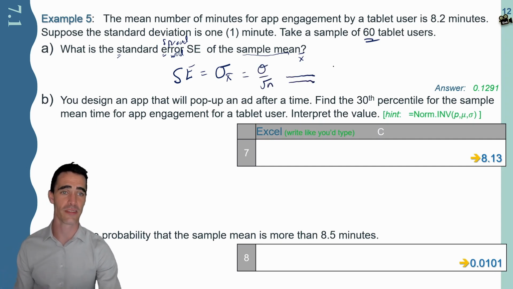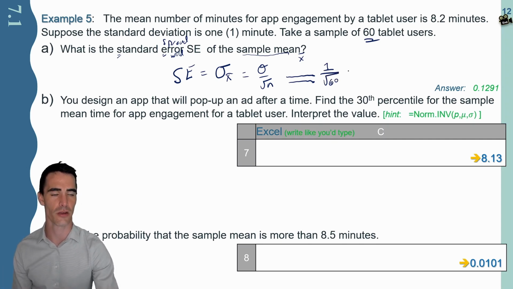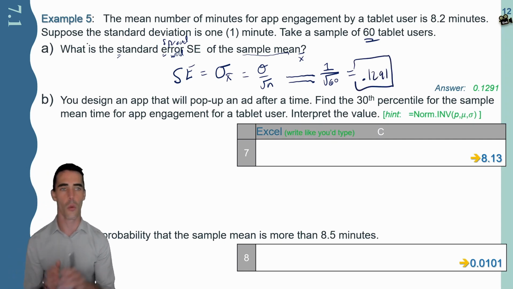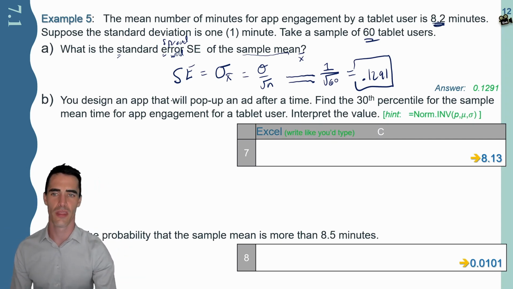We can look up top. The standard deviation is 1 divided by the square root of n. In this case, I talked to 60 tablet users here. This one may be less friendly to compute by hand, but we can simply whip out a calculator. 1 divided by the square root of 60. We should get 0.1291. This is the standard error. How wild is this data? But how can we use that spread?